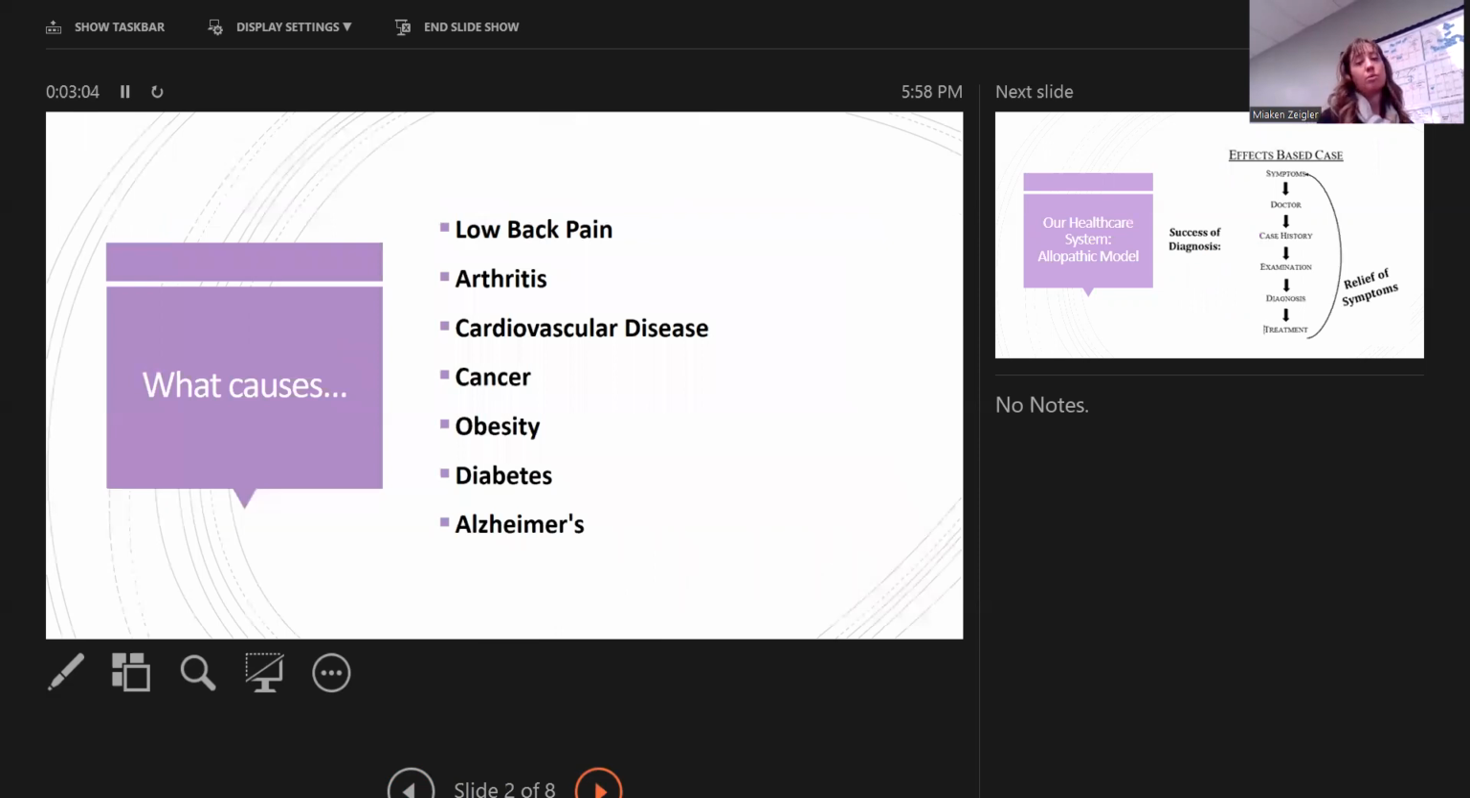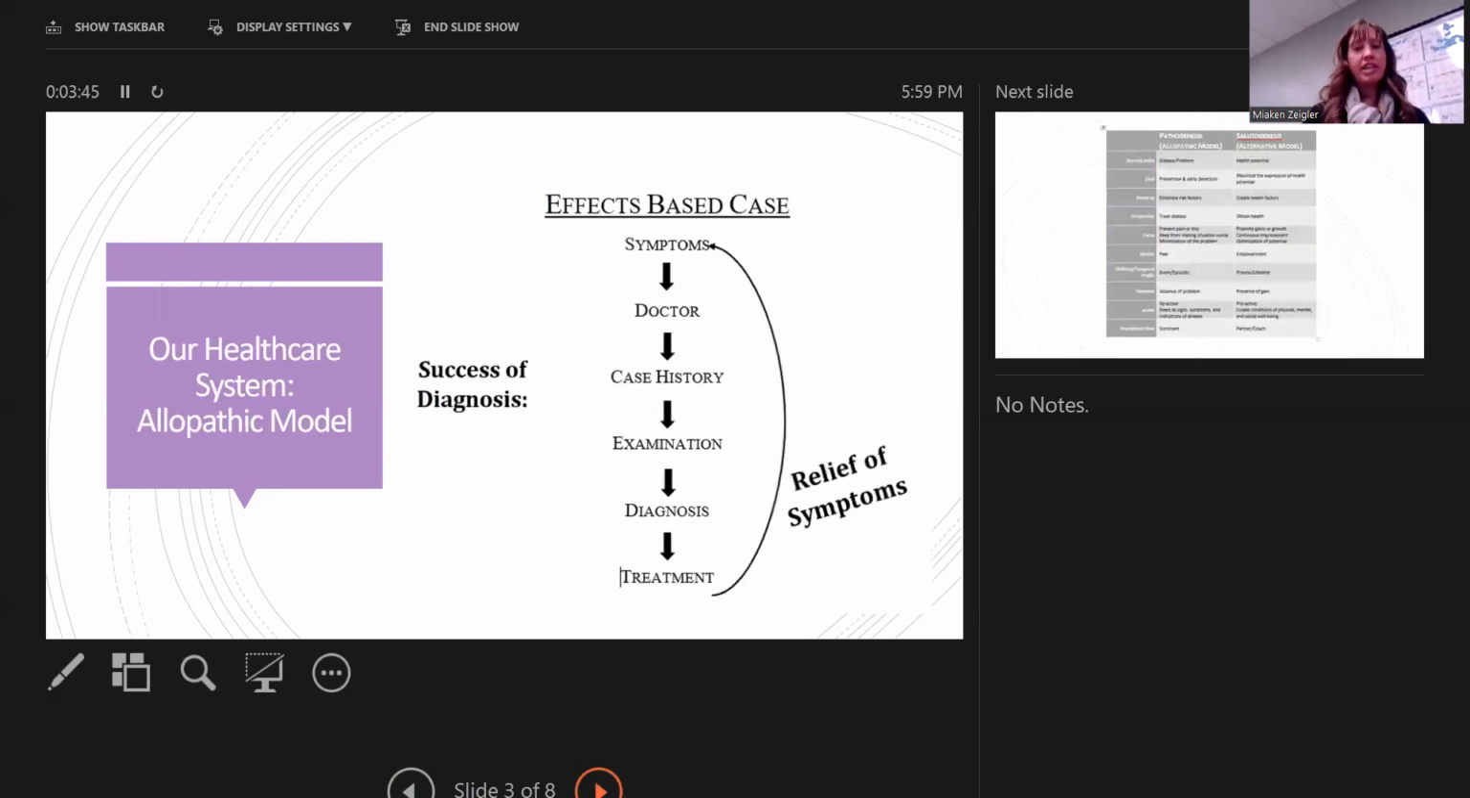Okay, so first of all, when we look at the list on this slide that says low back pain or arthritis or cardiovascular disease, cancer, obesity, diabetes, Alzheimer's, in the pathogenic model, in the allopathic model, our healthcare system, they will look at this as a pathology. They will look at this as a diseased process. So number one, understand that when you walk into a doctor's office and you receive a diagnosis, they are diagnosing you with a lens of disease and pathology, with a primary objective to remove that disease or that pathology. So how do they do that?